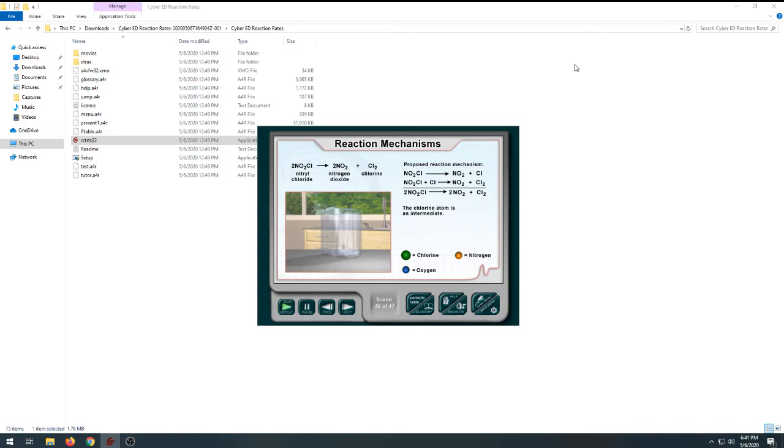The chlorine atom created in the first step of the decomposition of nitrile chloride cancels the chlorine atom on the reactant side of the second step. The presence of an uncombined chlorine atom might be somewhat surprising to you, since you may have learned that chlorine is found as a diatomic molecule, not as a free atom. The chlorine atom is an intermediate in this reaction mechanism and exists for a very short period of time, since it is an extremely reactive form of the element.